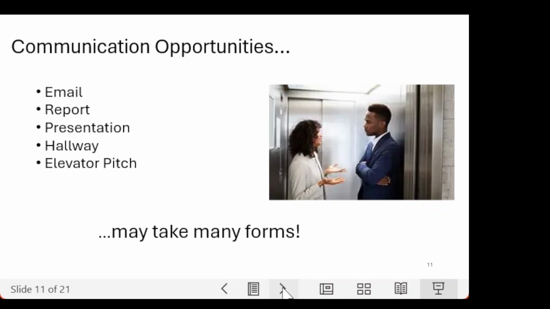We have many communication opportunities beyond formal reports and presentations. Every time we write an email and are sharing our thoughts or attaching an analysis or a presentation, we're communicating. Every report, every presentation, obviously, but also 2 really important ones that we should consider and be prepared for are the hallway conversations and the elevator pitch.